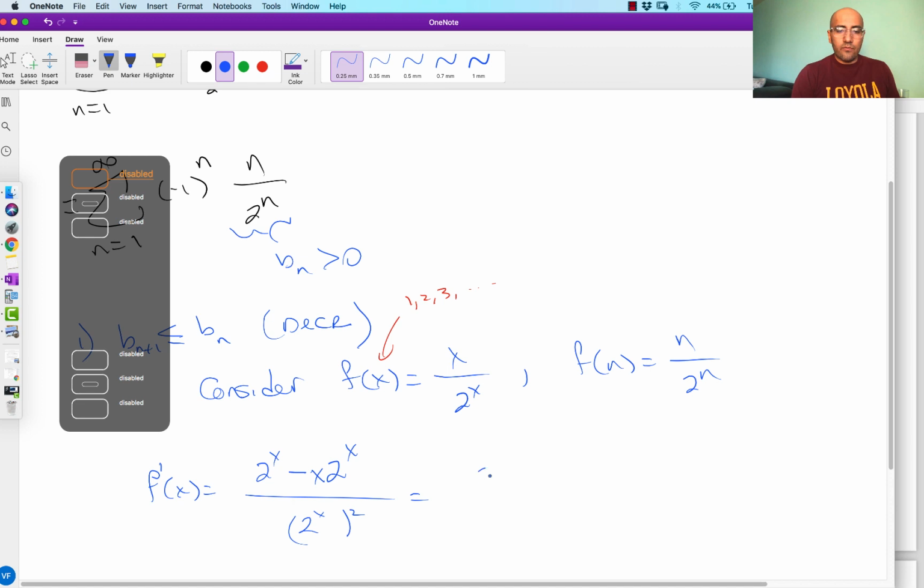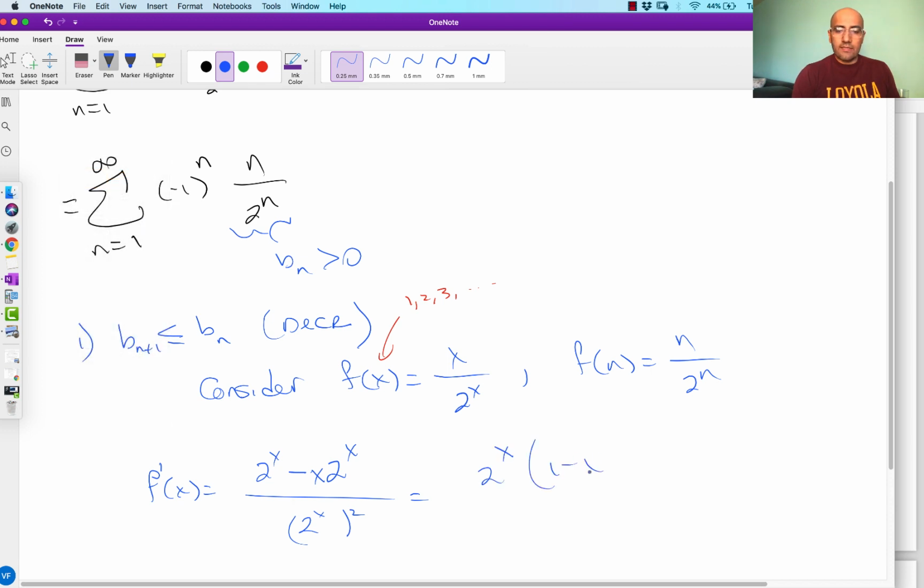So we had seen this one before: 2 to the x times 1 minus x, all over 2 to the x squared. Now one of these factors can cancel, and what remains in the denominator is always positive. The numerator factor is always negative as long as x is strictly greater than 1. So it works out well for us as long as it's bigger than that, and we've concluded that this sequence is going to be decreasing.